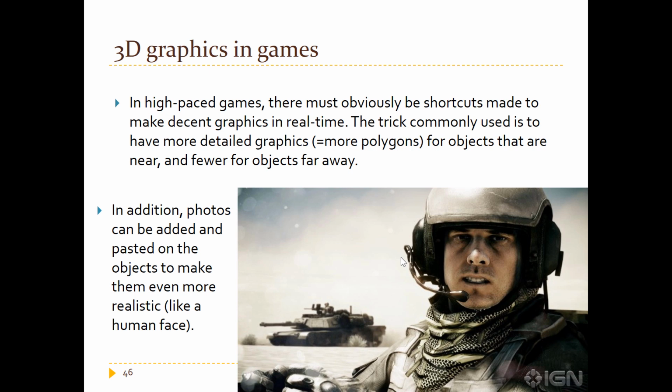However, in a game there is no time for that kind of rendering, so there must obviously be some shortcuts made to make decent graphics anyway in real time. And the trick here is to have more detailed graphics for objects that are near, like the arm perhaps of this person, and fewer polygons for objects that are far away, like this tank. And then you see a very photorealistic image of a face here, which is not that strange because it is a photo just pasted on this model.